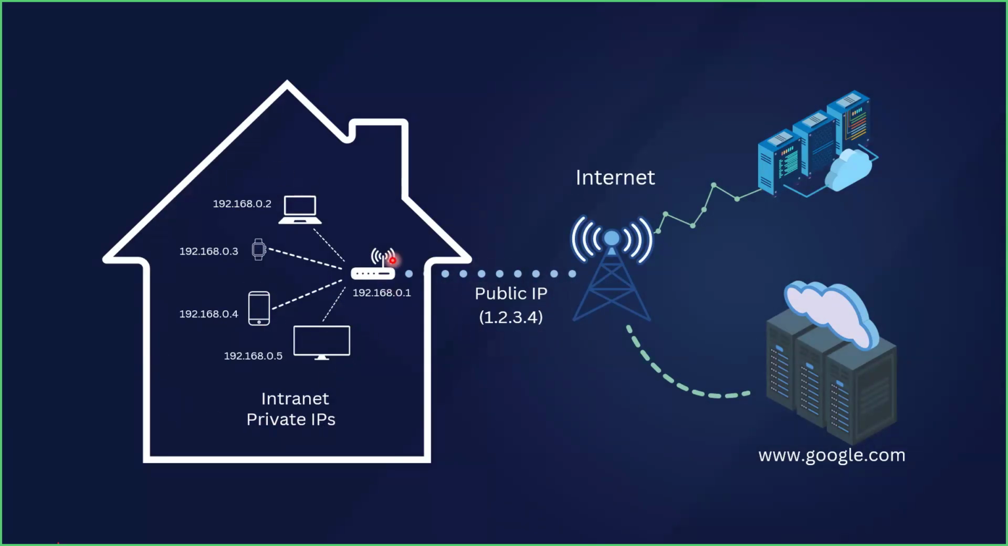So when any of these devices wants to communicate with the internet, let's say my phone wants to connect to google.com, first the phone sends the packet to the router using the private IPs. From the router now, the router is capable of sending the packet to a public IP. And with that public IP, it reaches the ISP. From there, it gets routed to google.com.